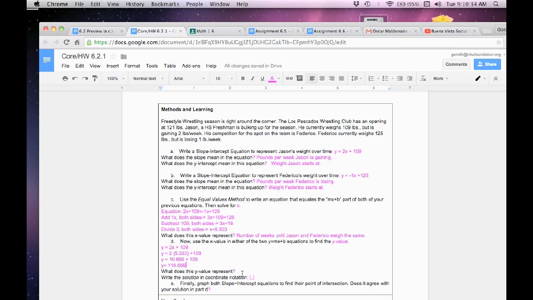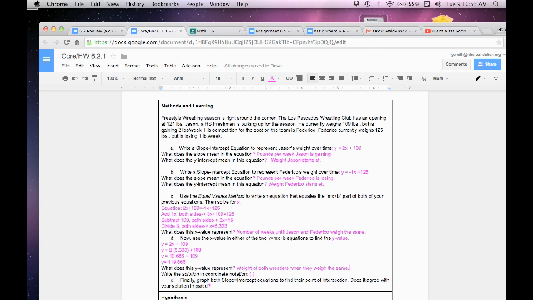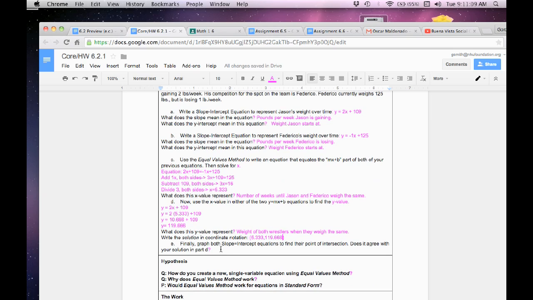And what does this y value represent? Well, the x represented how much time until they weighed the same. The y is their weight. So it's the weight of both wrestlers when they weigh the same. So write the solution in coordinate notation. The solution is 5.333, comma, 119.666.